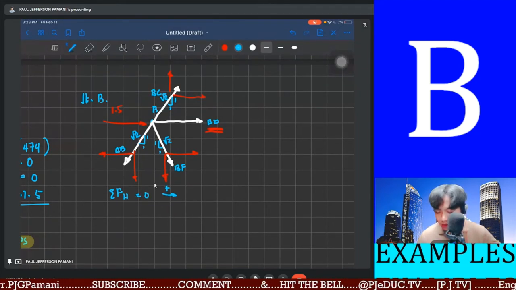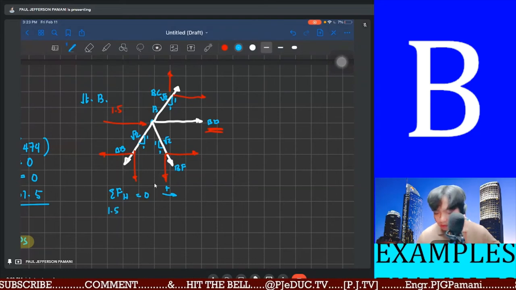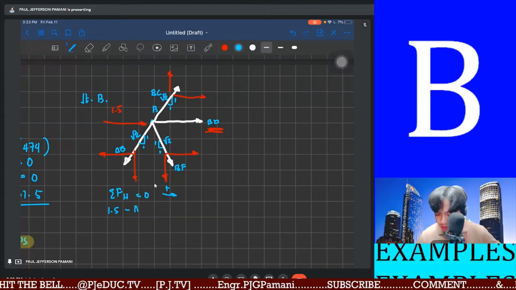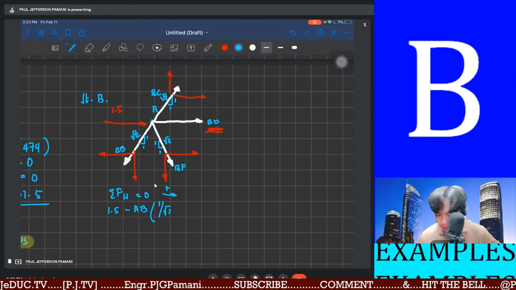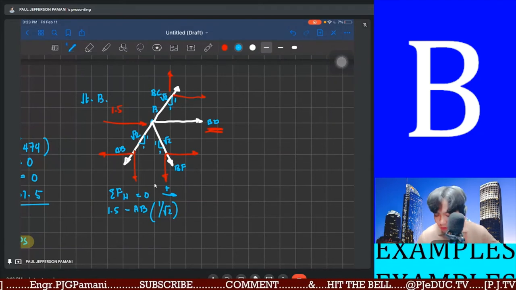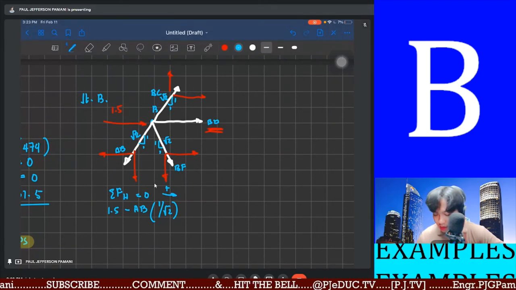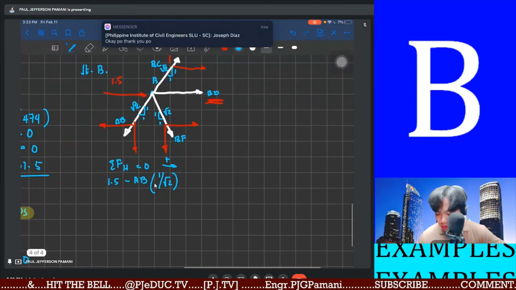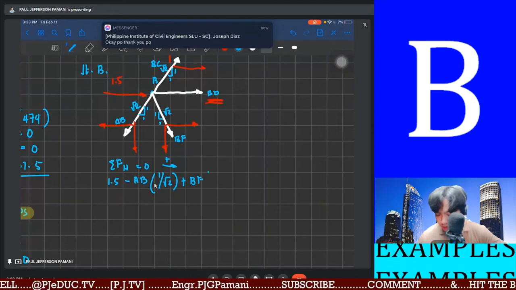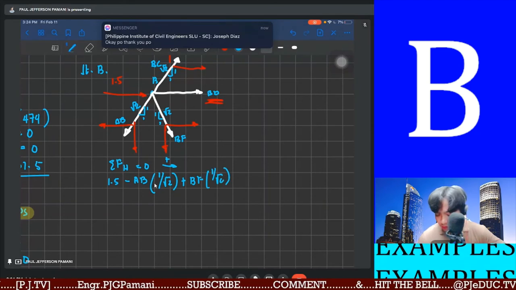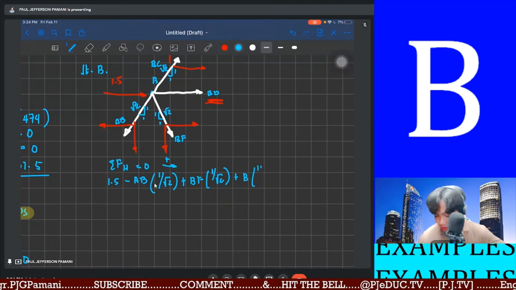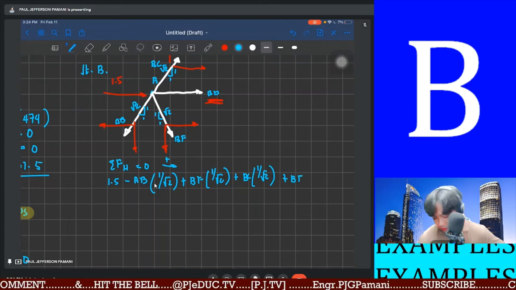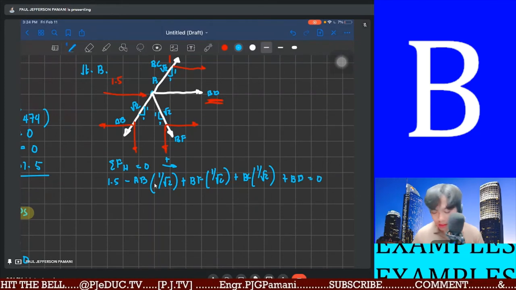To the right, positive. We have your 1.5 wind load. Then, AB, horizontal, 1 over square root of 2. Then, the horizontal of BF. Ah, ganun din lang pala. Two equation, two unknown pa rin tayo. BF of 1 over square root of 2. Horizontal of BC of 1 over square root of 2. And the unknown BD equal to 0. Simplify na lang natin.